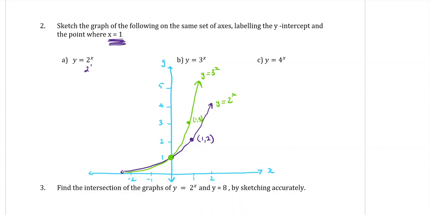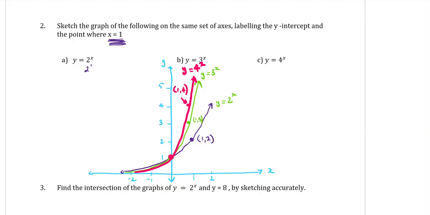The final one, y equals 4 to the power of x. It is going to have, yet again, the same y-intercept, which is 1. Then when I sub in x equals 1, 4 to the power of 1 is 4. So as I make the number that is the base bigger, it makes the graph steeper on the right-hand side, but shallower on the left-hand side. So that is y equals 4 to the x. That point is the point (1, 4).